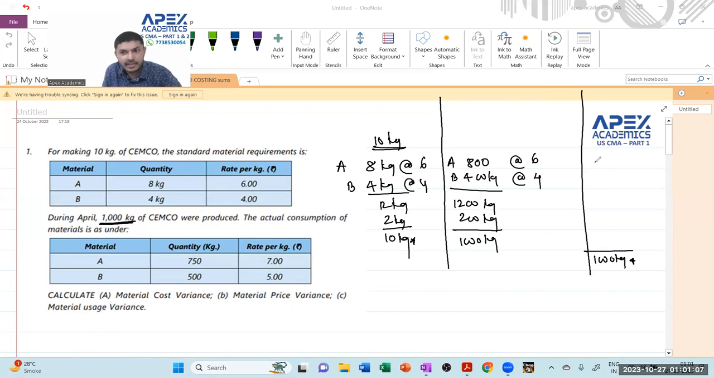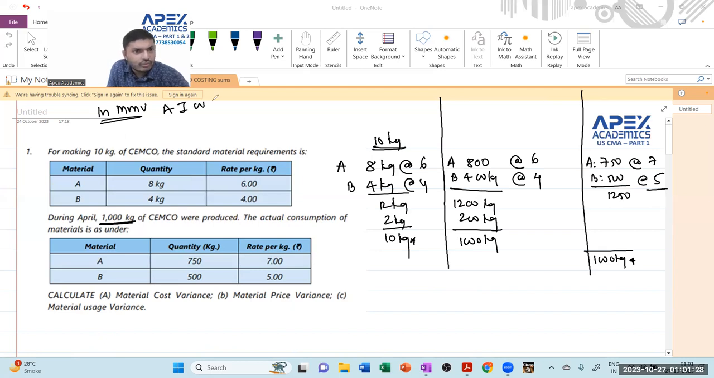What did actually happen? A, I took 750 and B, I took 500, 1250. This is at the rate of 7 and this is at the rate of 5. Fair enough. This is what happened. Now material mix variance happened. In material mix variance, what happened? Actual input was base.